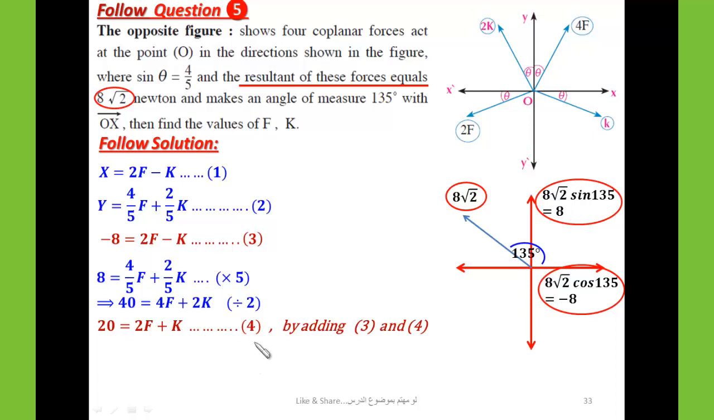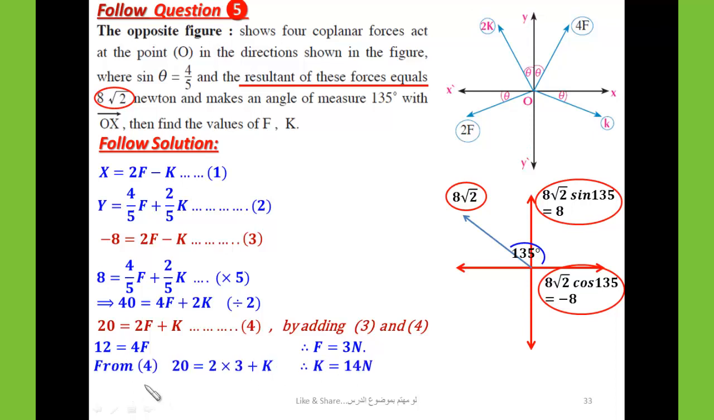Now we will solve the two equations 3 and 4 by adding 3 and 4. So we have negative 8 plus 20, it is 12. And 2f plus 2f equals 4f. Negative k plus k equals 0. So we have this equation. 12 equals 4f. It means f equals 3 newtons. 12 divided by 4 equals 3.